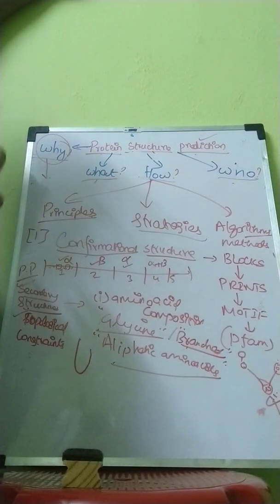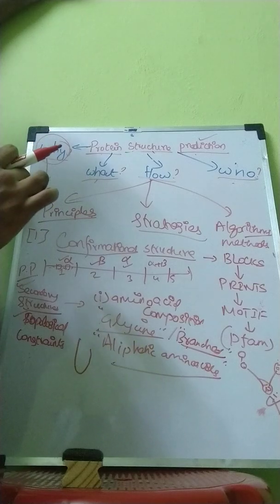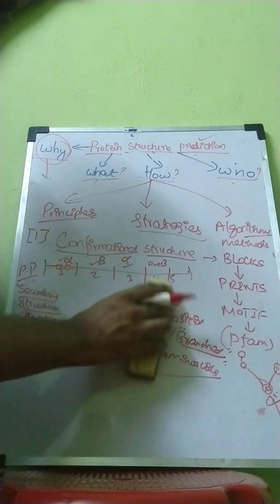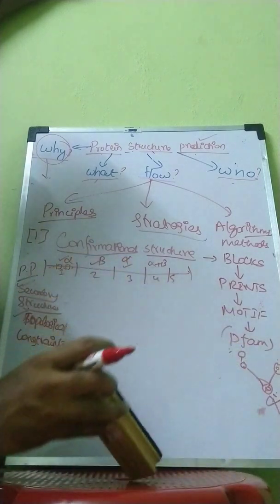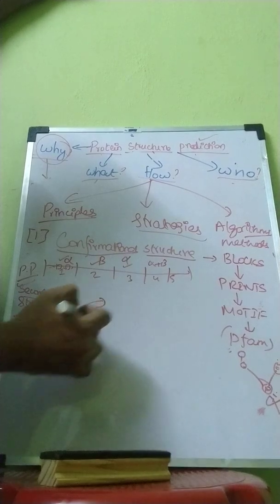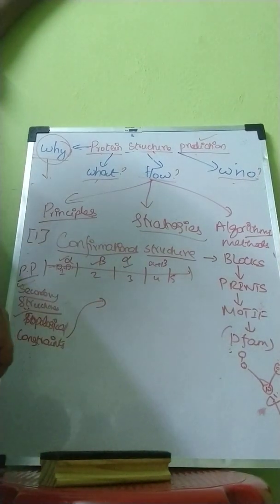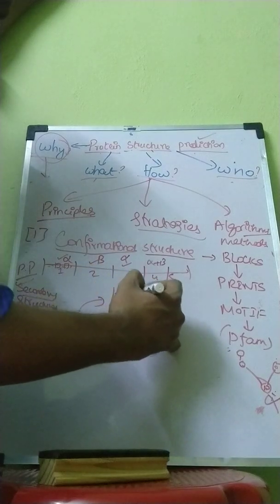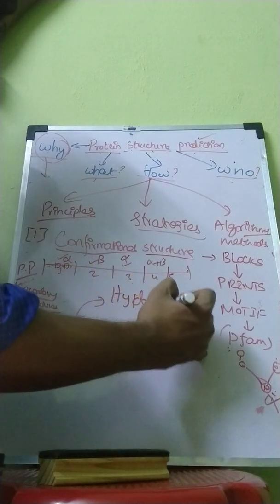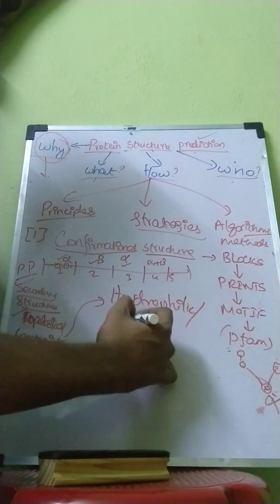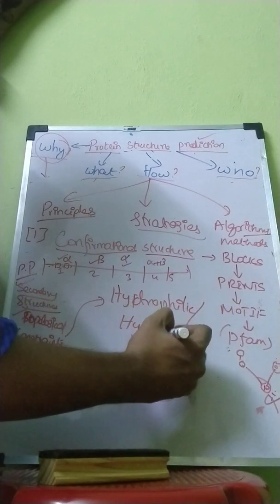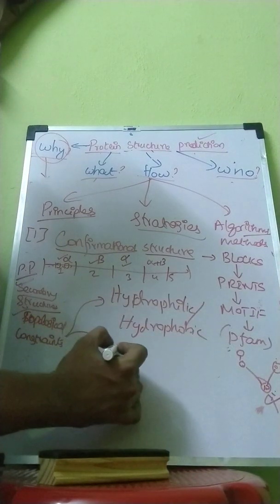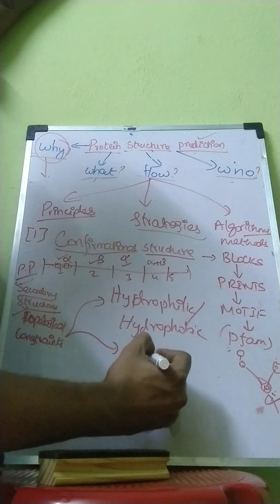To confirm whether this rule implied secondary structures are formed theoretically also, for that you will be using a concept called topological constant. In topological constant, you will be studying two things. One is hydrophilic, hydrophobic property, and next one, Ramachandran plot.